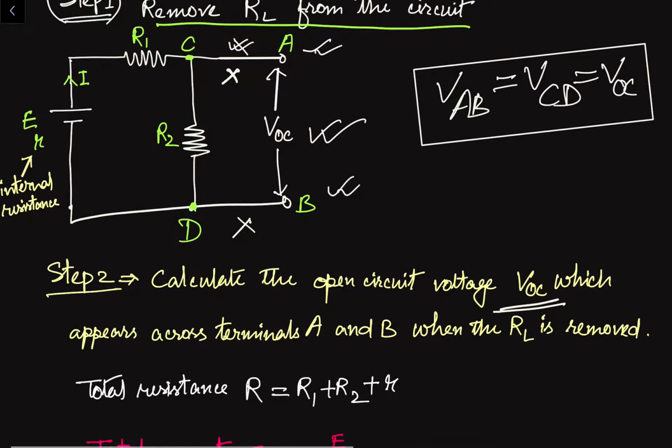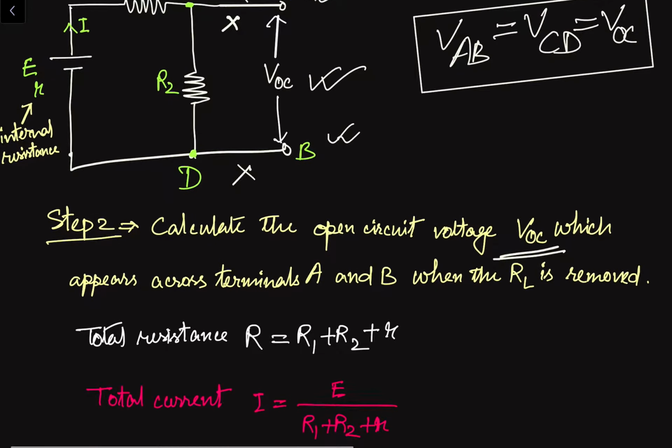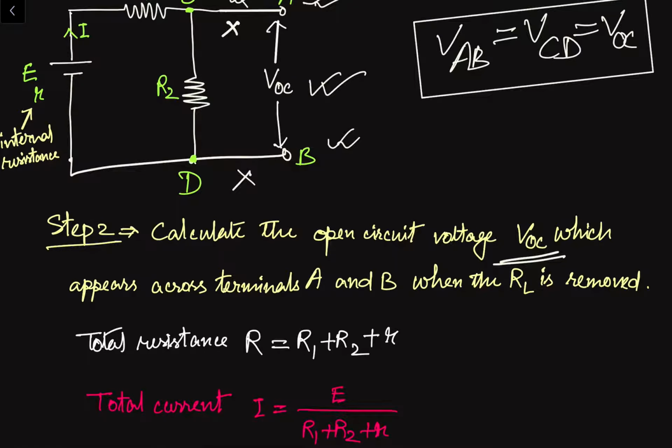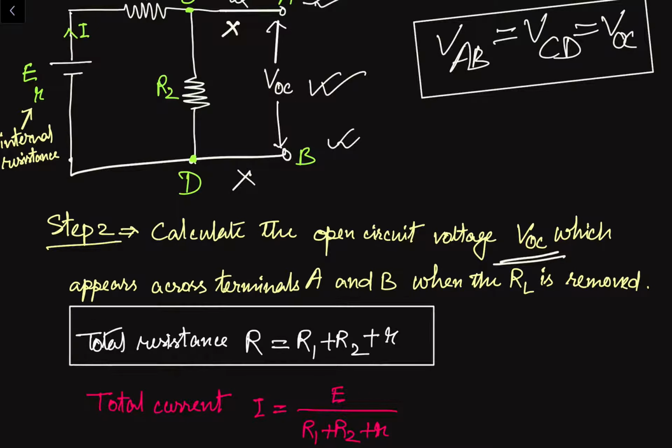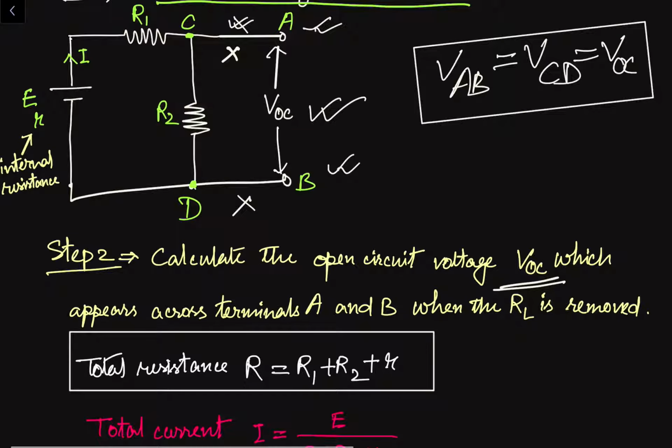Now, in the second step, we have to find out the VOC voltage. So, how will we find it out? First of all, we have to find out the total resistance. If we open circuit at the points A and B, these three resistances are in series connection. If we remove this, let me show here.